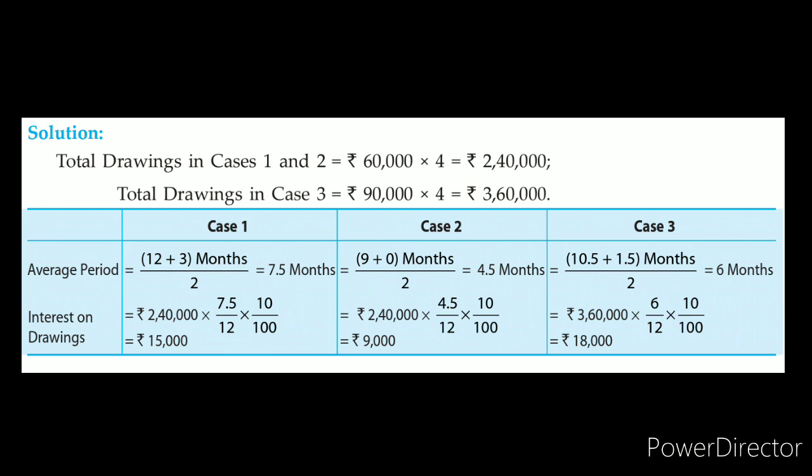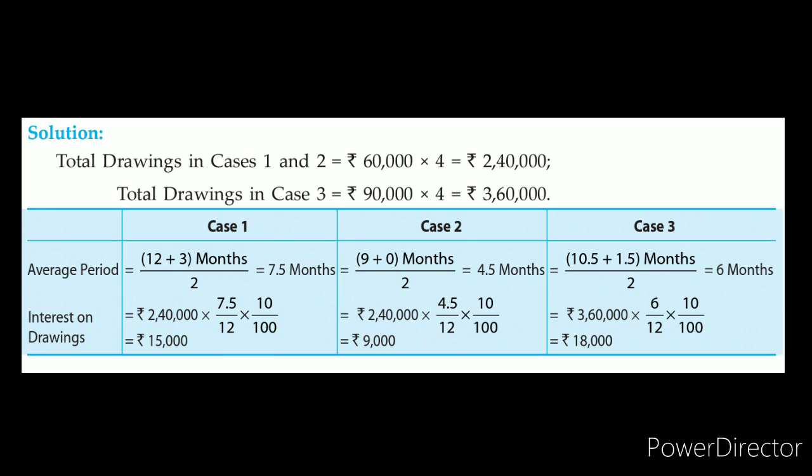And case 3, that is the middle of each quarter. At the same time, the amount is differing. Total drawings in case 3 are rupees 90,000 per quarter. 90,000 into 4 is 3,60,000. So for 3,60,000 we have to calculate. It is the middle of each quarter. 1 quarter contains 90 days. 90 divided by 2 is equal to 45 days. 45 days contain 1.5 months. So 1.5 months will be deducted from 12 months, and 1.5 months will be added.